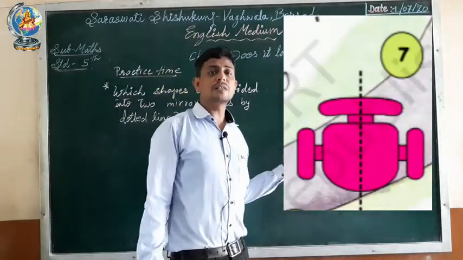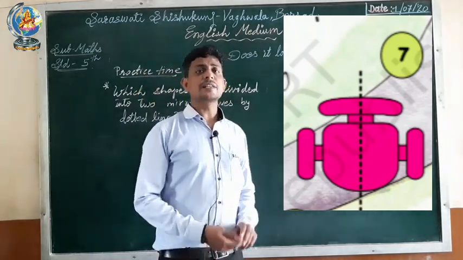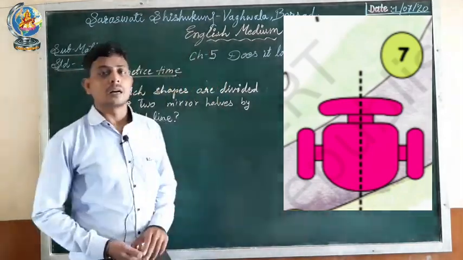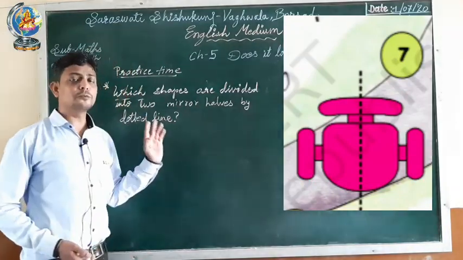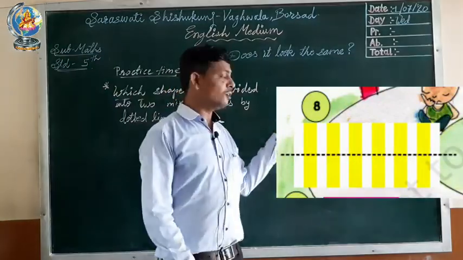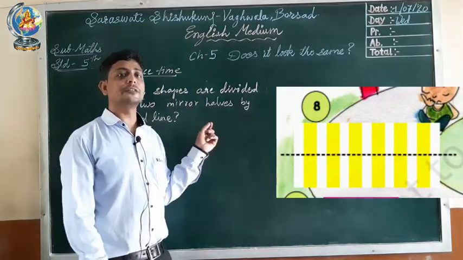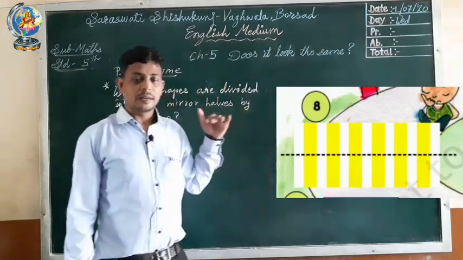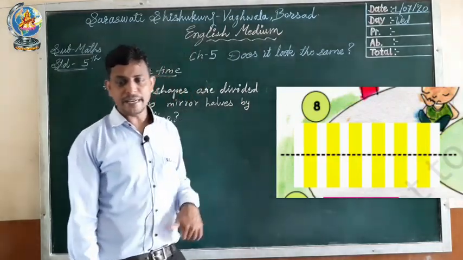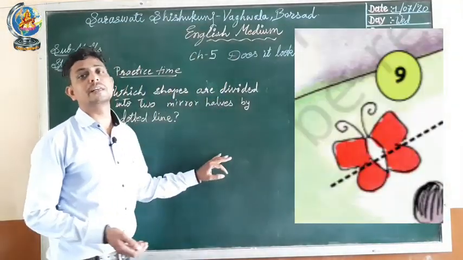Seventh: if you observe the seventh, you can find that an imaginary line is separating it into two equal mirror halves. So the seventh also forms two mirror halves. Eighth picture: you can see a rectangle with yellow and white lines. This rectangle is also divided into two equal halves. So the eighth also has two equal mirror halves. Next, the ninth is not a mirror half.